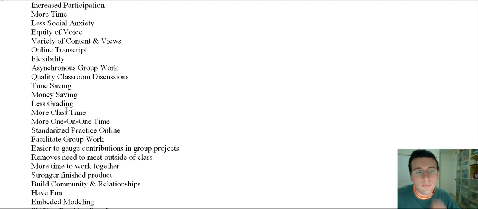Also, there's an equity of voice in the sense that the dominators can no longer dominate because everybody has a chance to post as much as they want. And even if the person talks too much, all this is going to do is add to the discussion and then inspire even more people to talk. And so you can't really dominate an online discussion. You can only enhance the online discussion by talking more. But everybody does have a chance to talk at the same time, which is the beauty of online discussions.